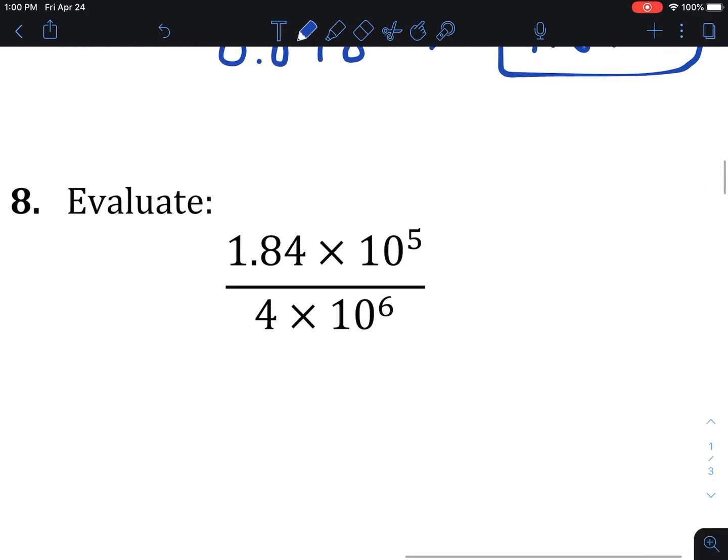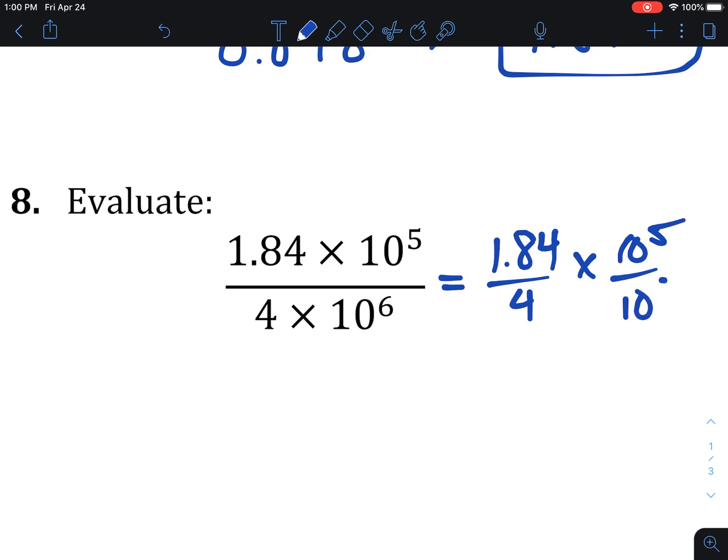And lastly, one more problem here with division. For division, what we do is we split these up, 1.84 divided by 4, and 10 to the 5th over 10 to the 6th. And we divide each one separately. We're going to take 1.84 and divide that by 4. If you do that, you get 0.46.